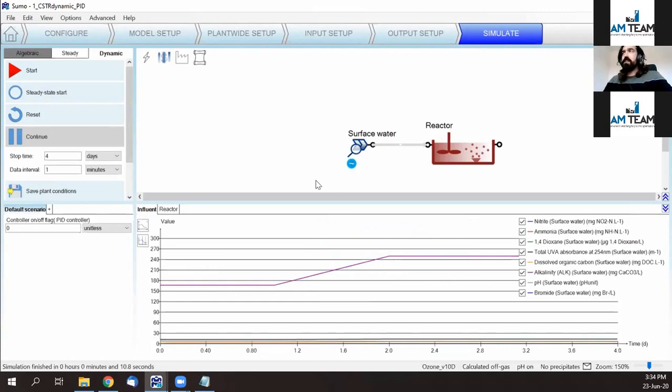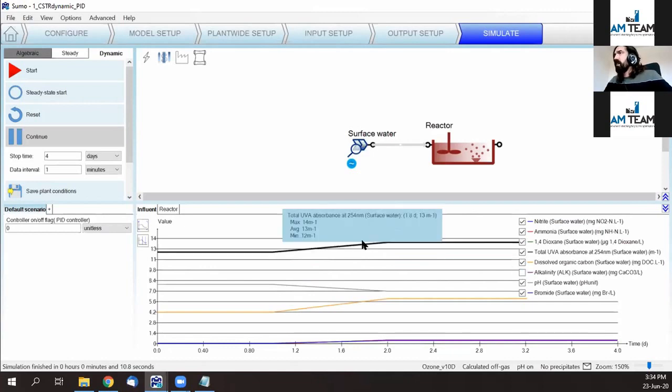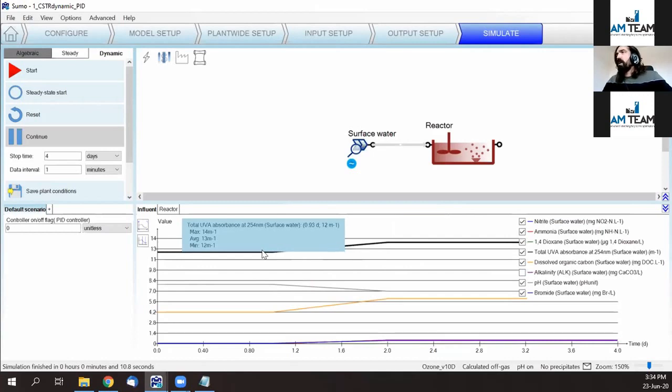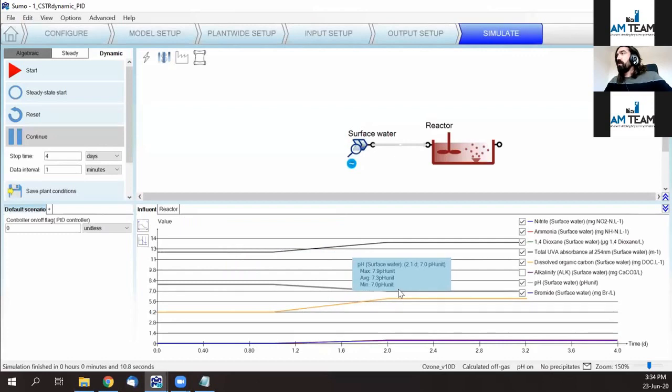So weather is changing and its composition changes. So the concentration of the compounds is going to rise slightly. Here we see alkalinity is going to increase. We see the bromide, nitrite, and ammonia are going to increase, and the UVA, so the organics in the water, are going to increase as well. And pH is also going to change.